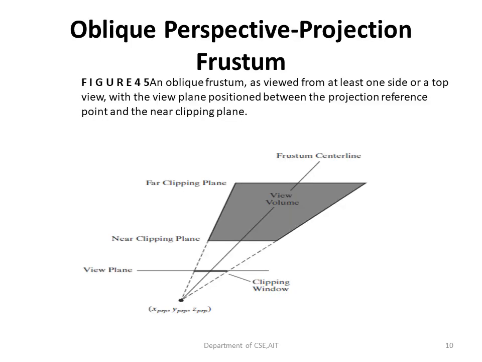Here you can see the view for the oblique perspective projection frustum. The line connecting the projection reference point, XPRP, YPRP and ZPRP, and the center of the view volume is not perpendicular to the view plane. It is at an angle, it is slanted, and that is why this is called an oblique perspective projection frustum.